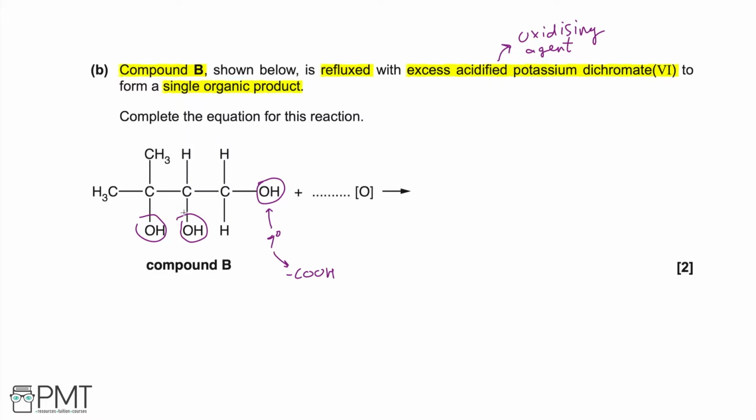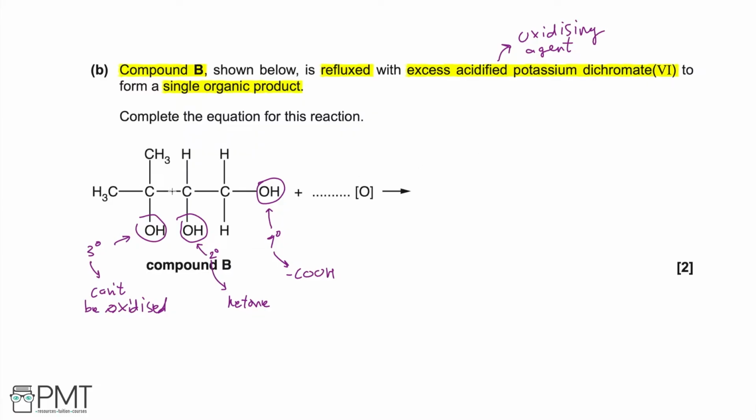Our second alcohol here is bonded to a carbon, which is bonded to 2 carbons, making it a secondary alcohol. And secondary alcohols can only be oxidized as far as ketones. Our third alcohol here is bonded to a carbon, which is bonded to 3 carbons, making it tertiary and meaning that it can't be oxidized by acidified potassium dichromate. However, now that we've thought about the classifications of our alcohols, we can start thinking about drawing our product.